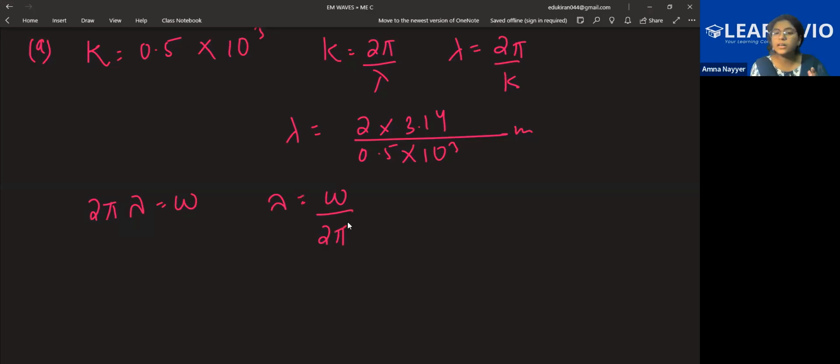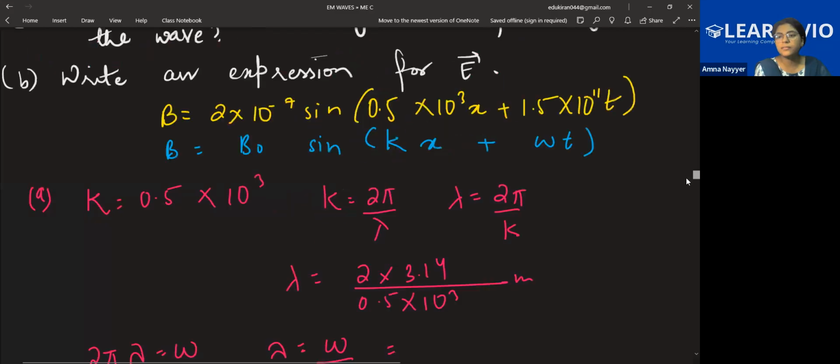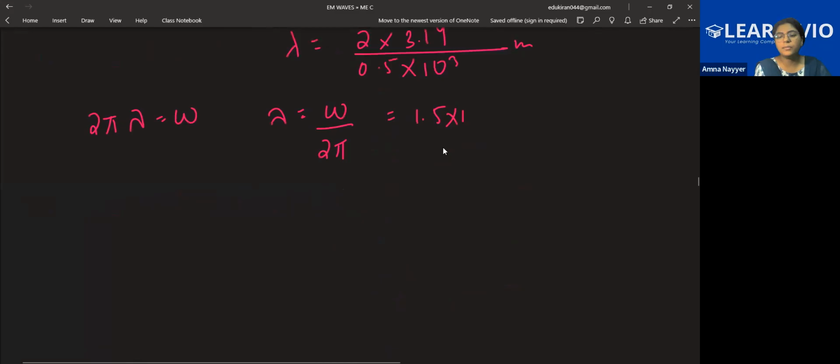Remember we did the resonant part where we got the Q factor. So in the resonant portion, we got omega is equal to 1 by root LC. So using that relation, we calculated the frequency. So omega is given in the question, it's equal to 1.5 into 10 to the power 11 by 2 into 3.14. So this much hertz you can calculate for the first part.